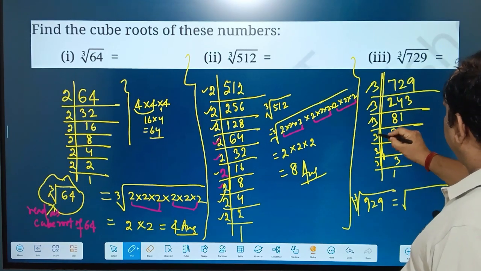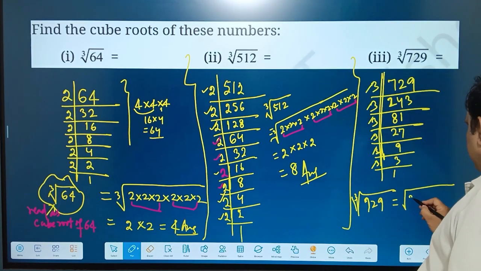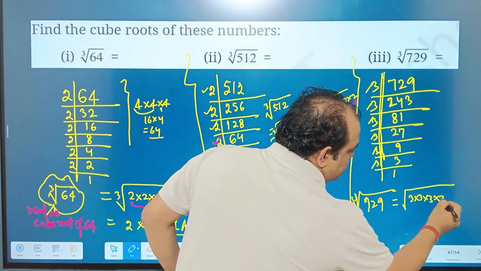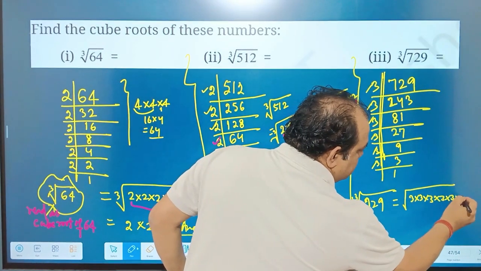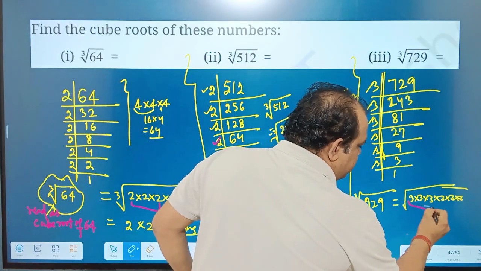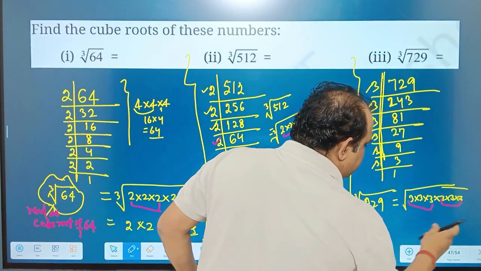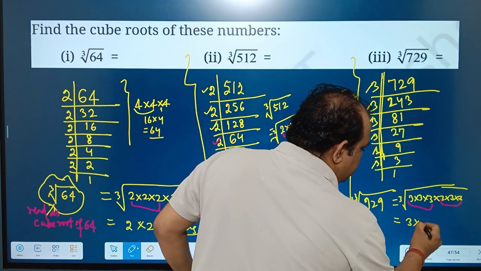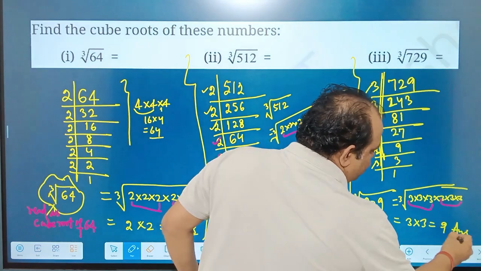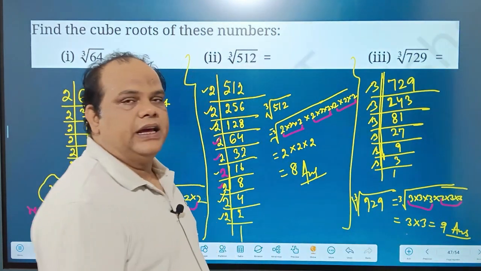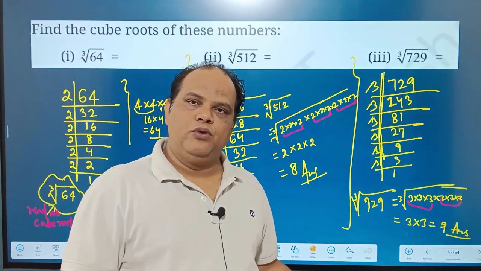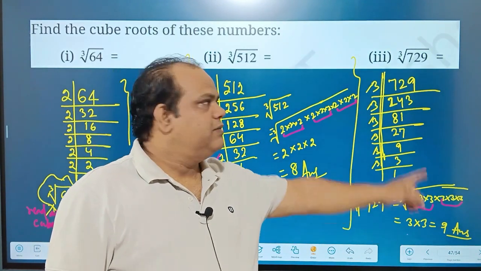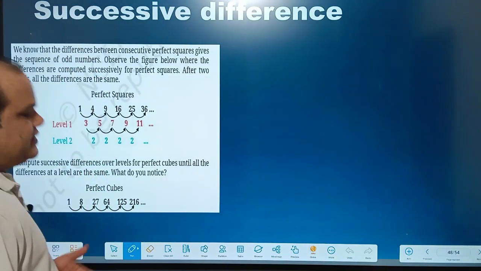729 is equal to how much? 1, 2, 3, 4, 5, 6 times, right? So 3 into 3 into 3 into 3 into 3 into 3. So you see here, one triplet from here to here, second triplet here to here. So we will take what? One 3 out from here and one 3 from here. So it is 9. So the cube root of 729 is 9. You can match with the table which we have done in the last class, or you multiply 9 3 times, you will get 729. Next, successive difference.